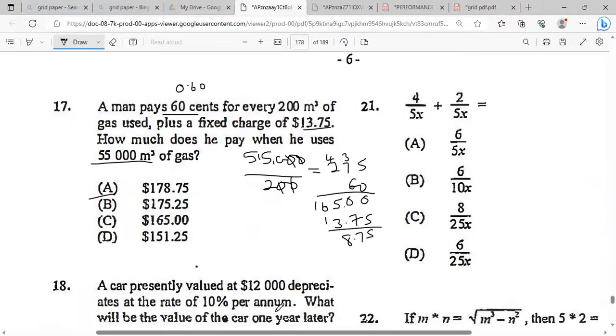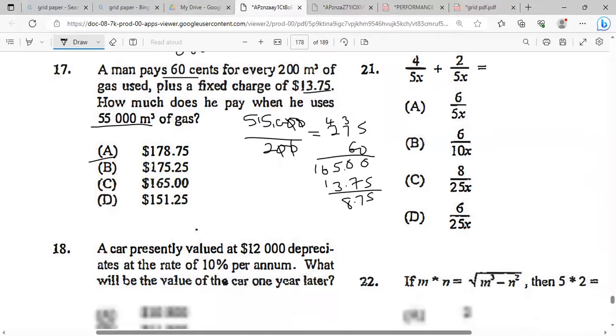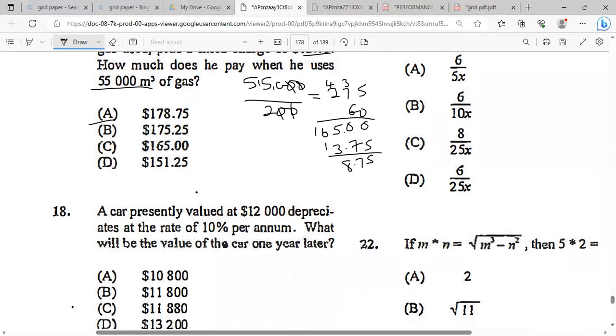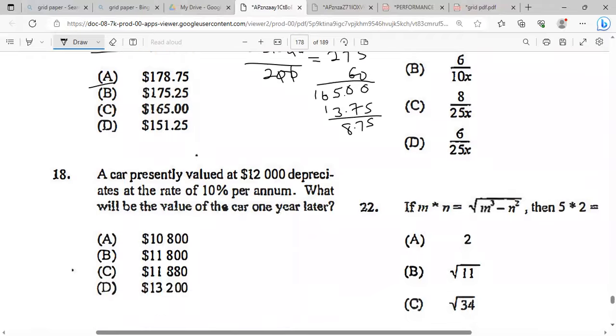All right, this one says a car presently valued at 12,000 depreciates at a rate of 10% per annum. What will be the net value of the car after only 1 year? So basically, we know the price will decrease, right? It has to be this, it can't be anything else. But let us work it out. It can't be anything else but A, because look there, that's 200 or that 100 and something.